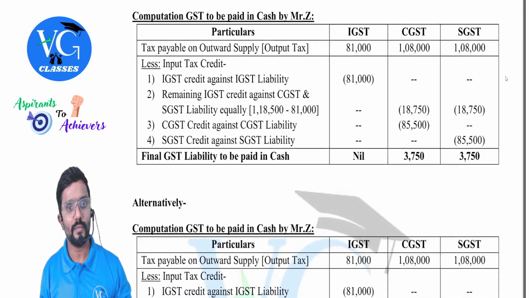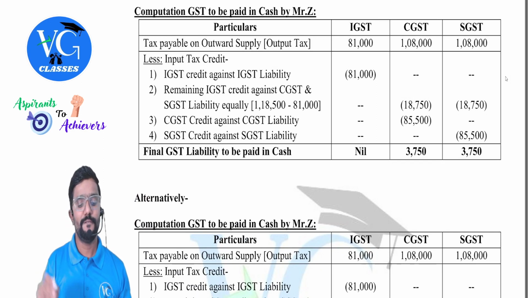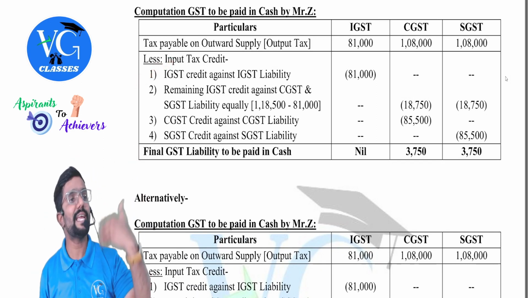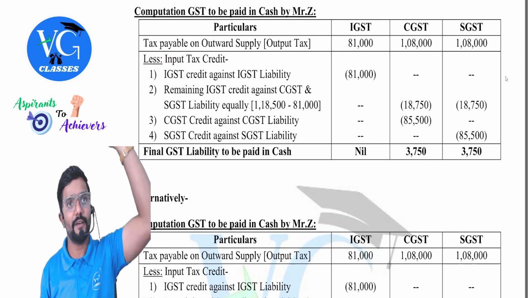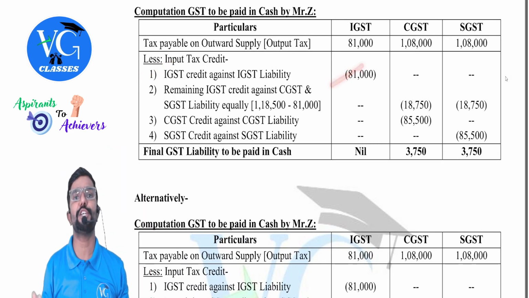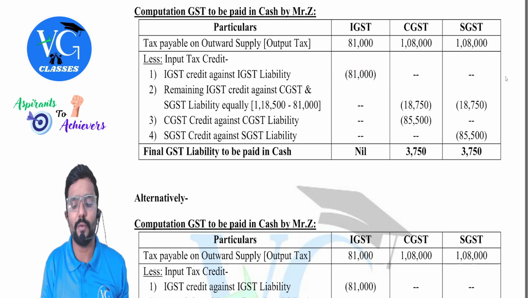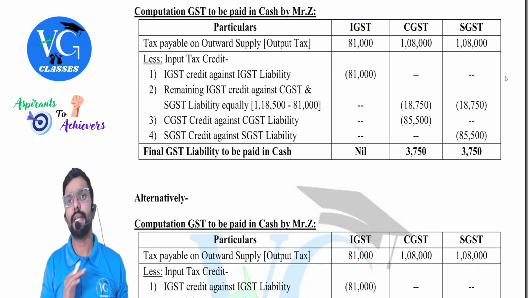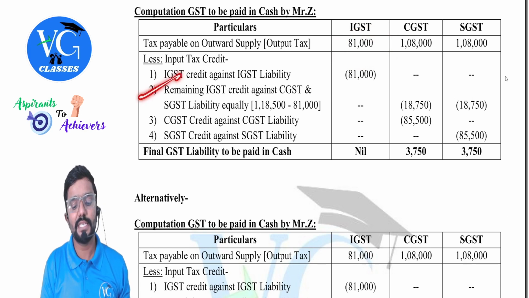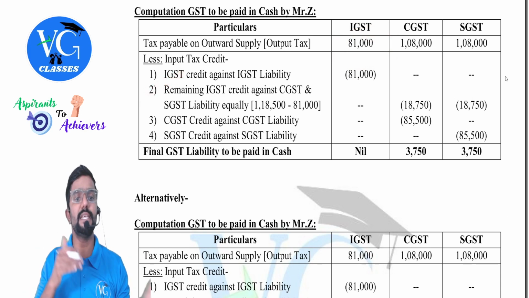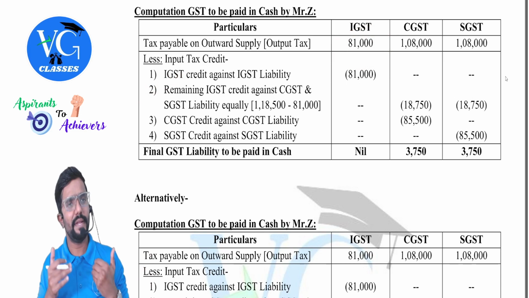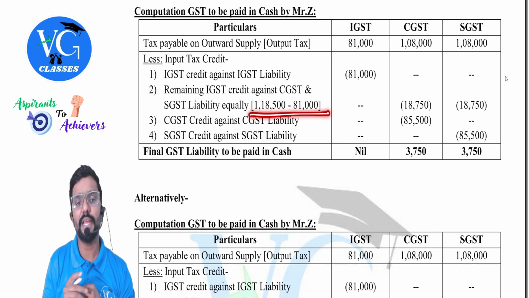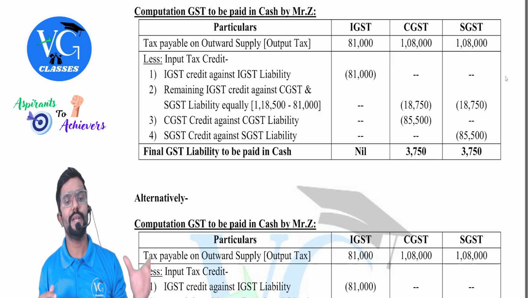Let me go for that. First thing, you can see I have given the numbering. First, IGST credit against IGST liability. I had enough credit, but I will adjust only to the extent of 81. Sir, why only 81? Because IGST liability is only 81. Second step, remaining IGST credit against CGST and SGST liability. I am taking it equally. Why, I will tell you. How much is the remaining IGST credit, guys?